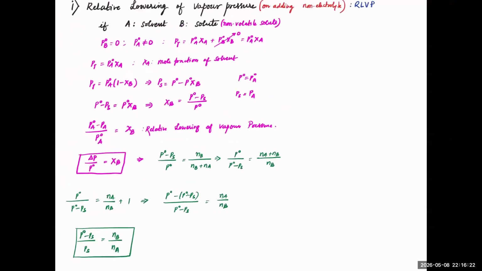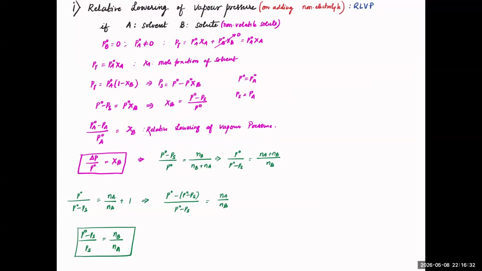Okay. So understand the definition. This itself means this ratio, this relative ratio is what we call the relative lowering of vapor pressure. Okay. Please go through it once quickly. If you have any doubts, you can ask me.